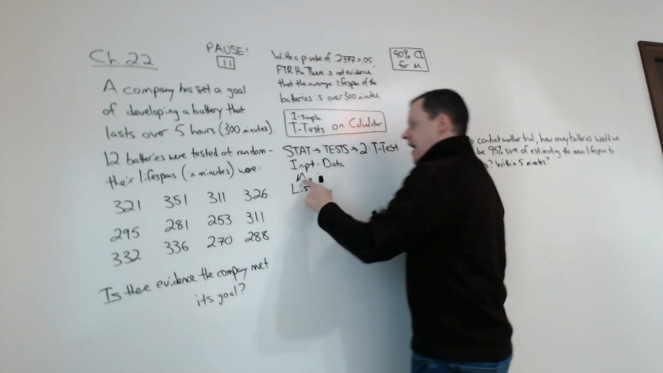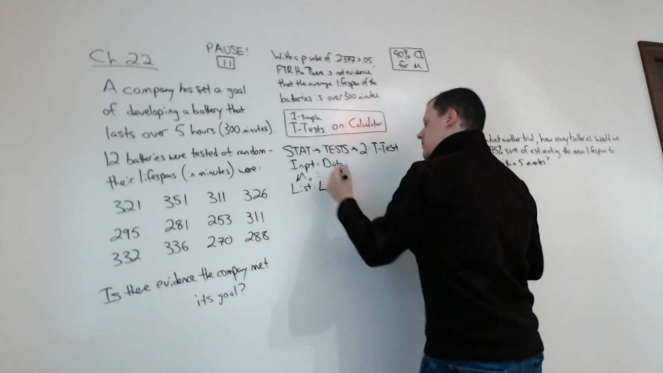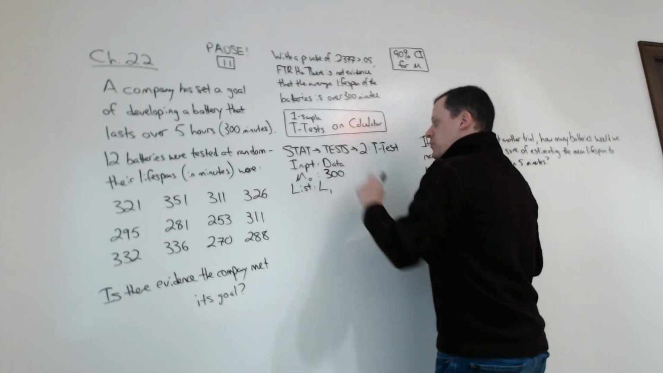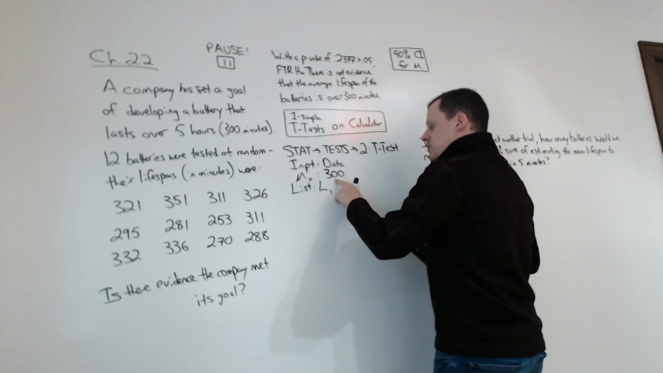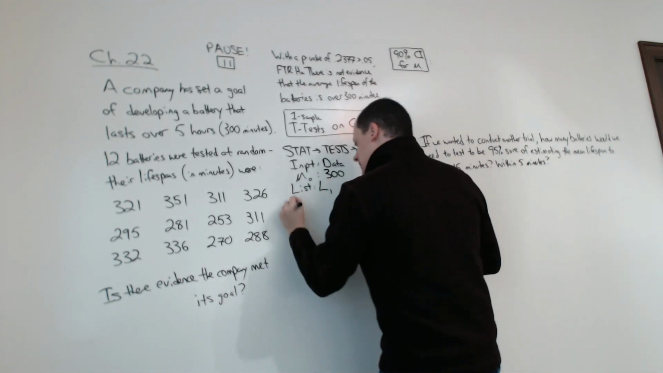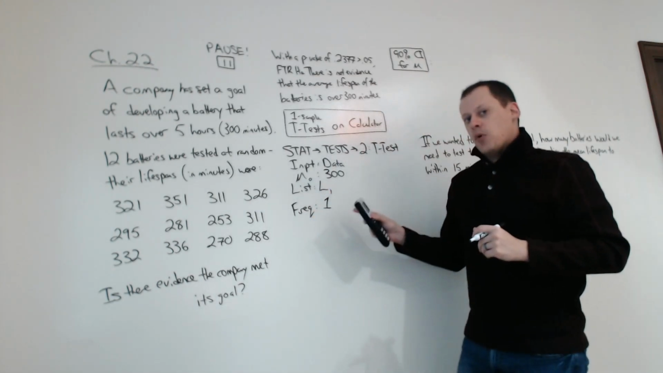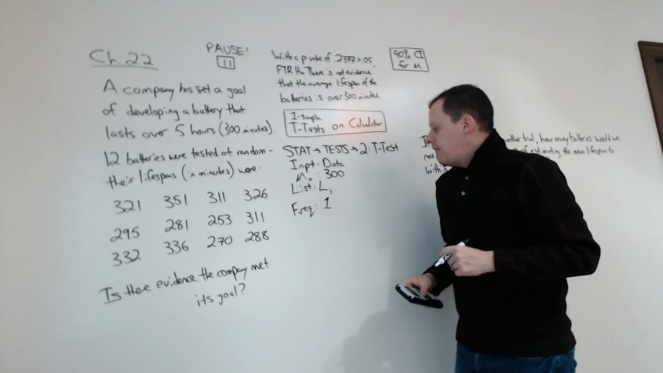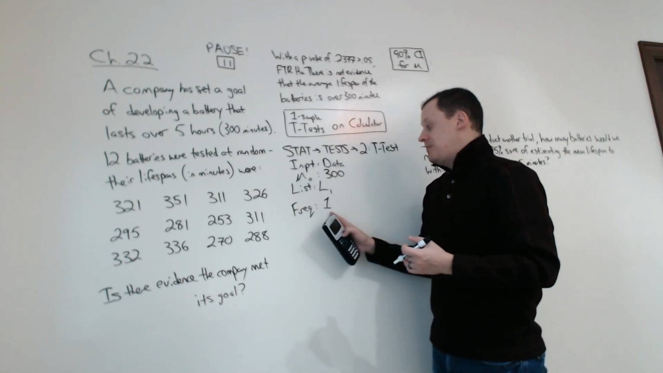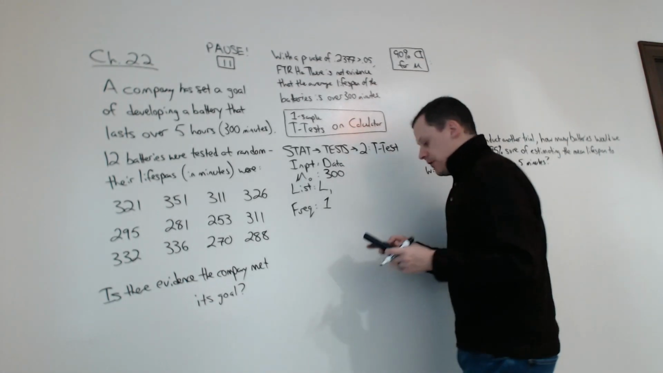Mine asks for the value of mu naught. This is the value that's in the null hypothesis of your test. And for this example, that was 300. So input data, mu naught is 300. The list, for me anyway, is L1. The frequency, for this class, you will always put 1 for the frequency. There is a way that you could input the data into the list such that the frequency would not be a number like 1, but we're not going to deal with that. Just keep the frequency 1 for these.